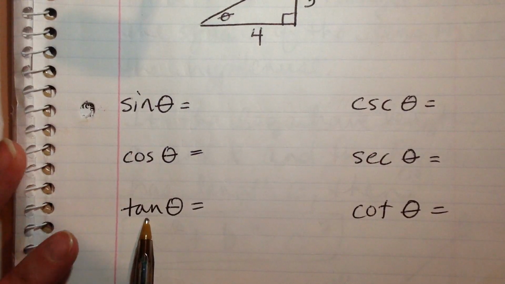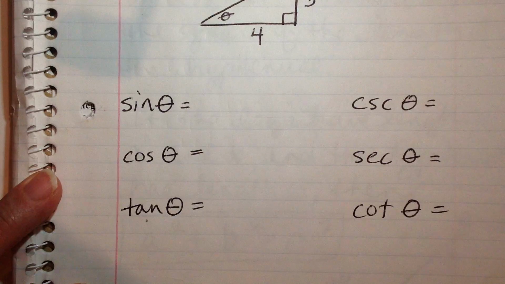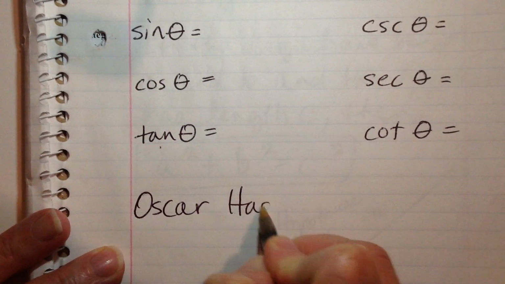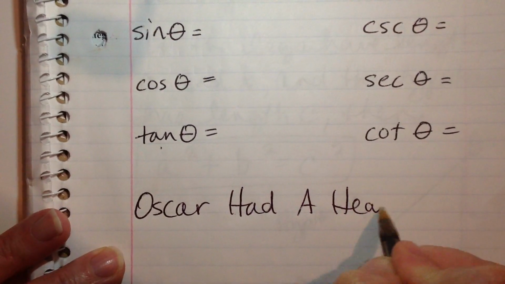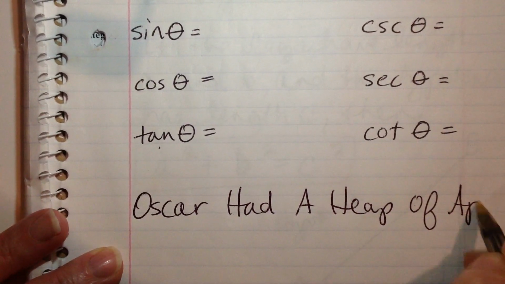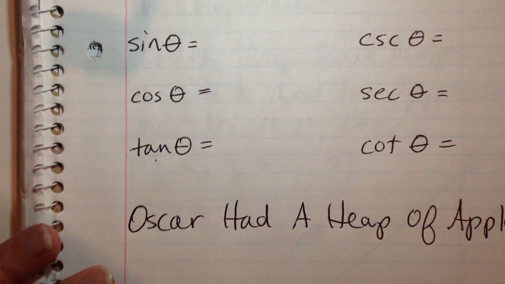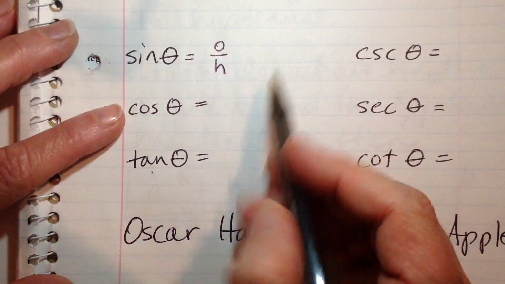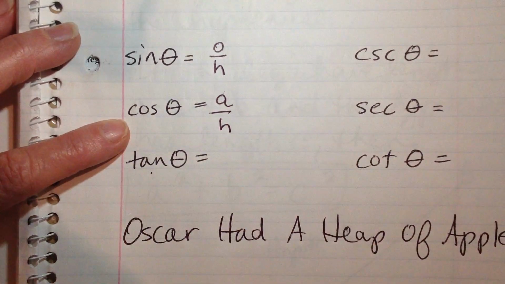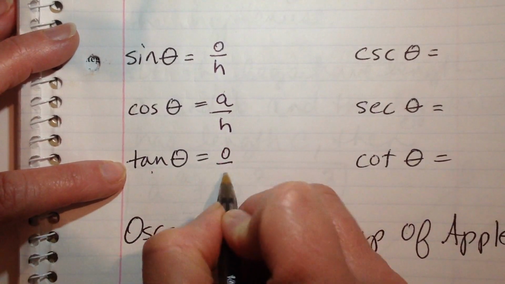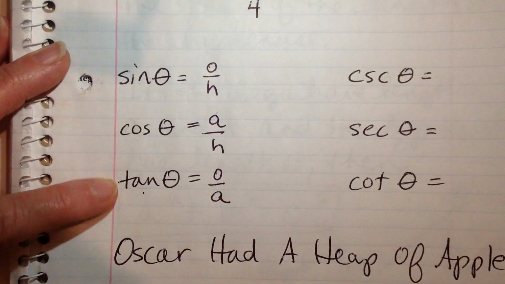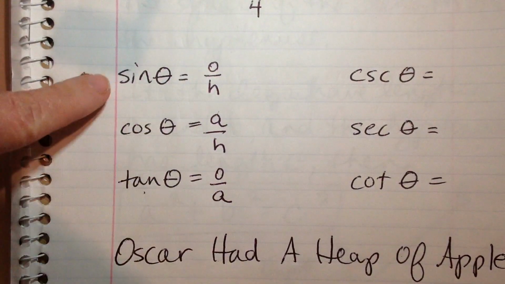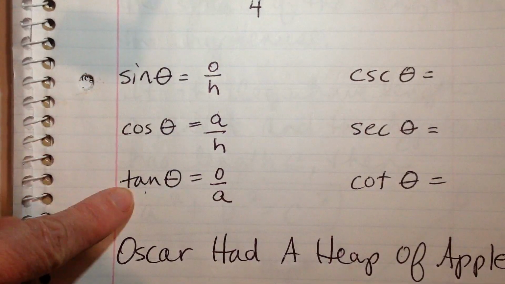Now, remember the saying, Oscar had a heap of apples. If you want to write that somewhere, Oscar had a heap of apples. Now, we'll use that. Oscar had for sine, a heap for cosine, of apples for tangent. This is sine, cosine, and tangent.